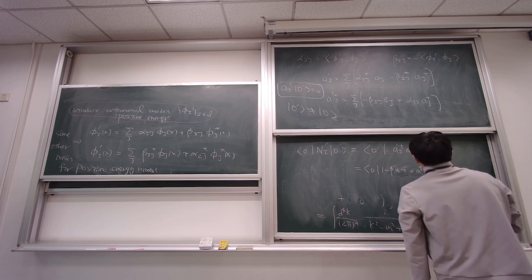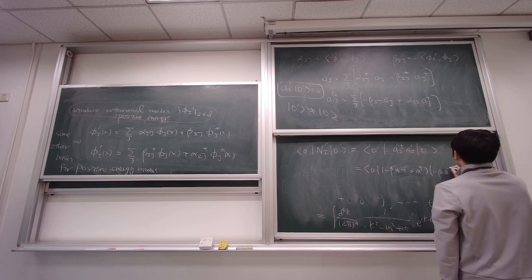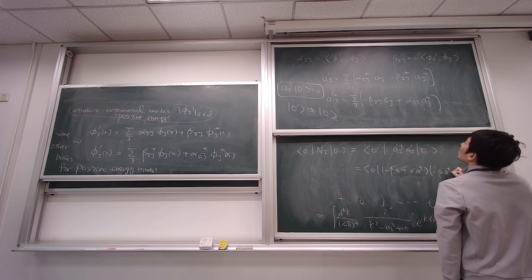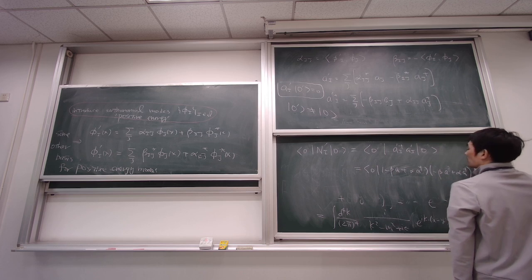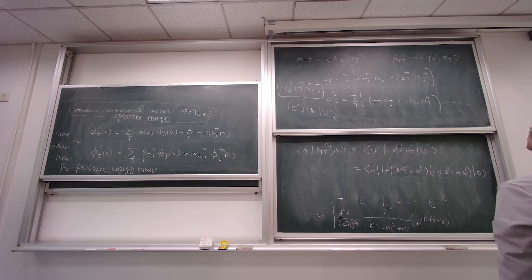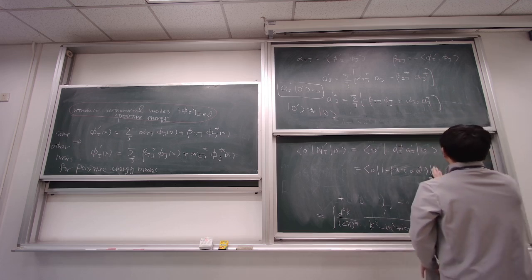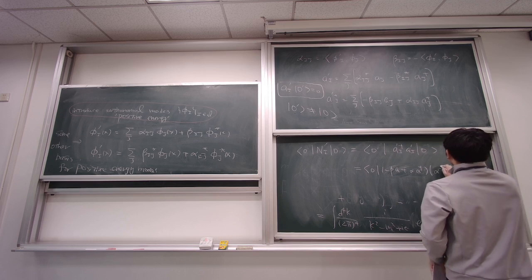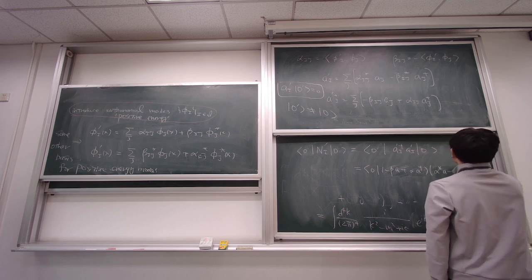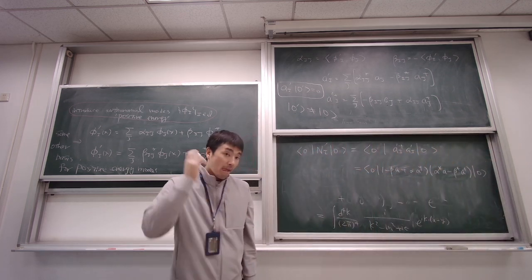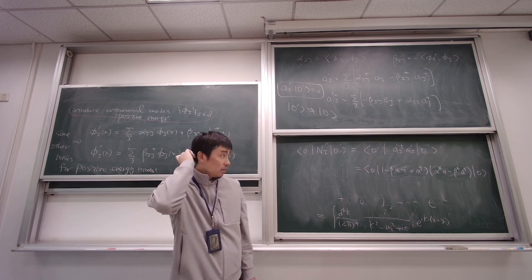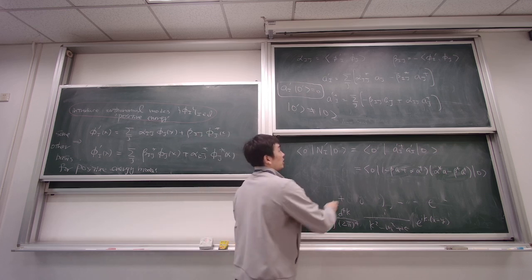Beta a dagger, plus alpha a, dagger, and |0>. What am I doing here? Sorry. So alpha star a minus beta star a dagger. Okay, so that's okay. So now I just plug this one into here.